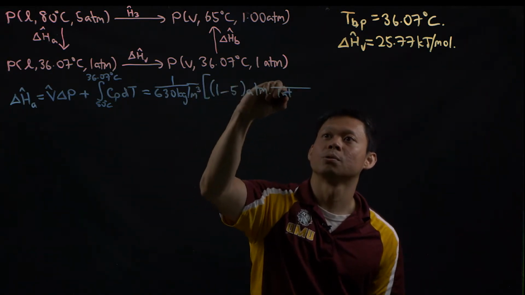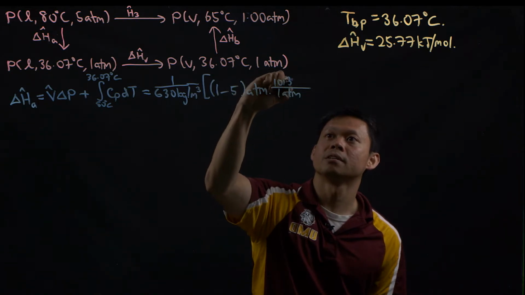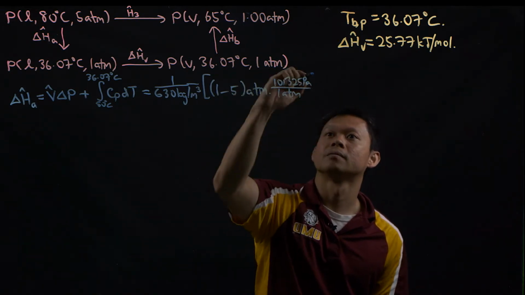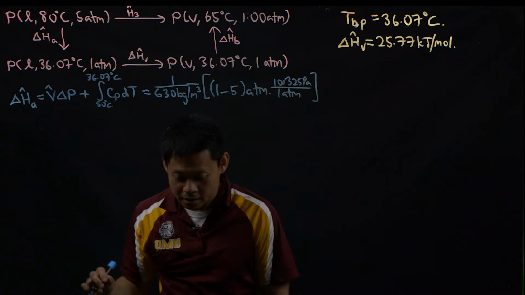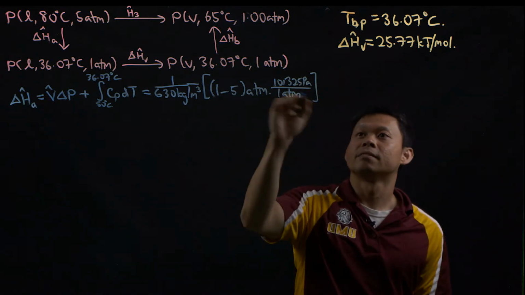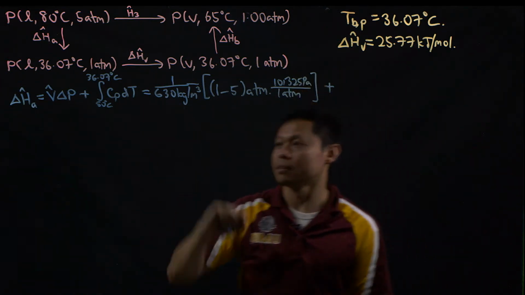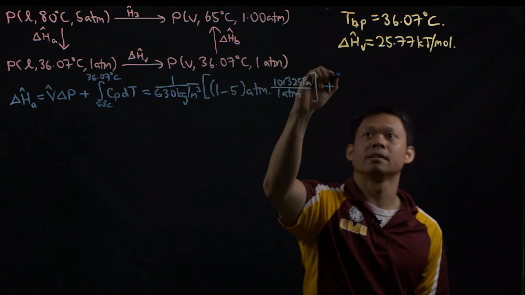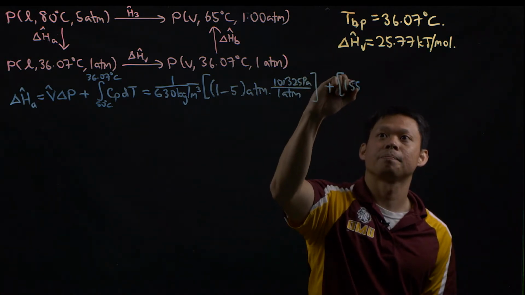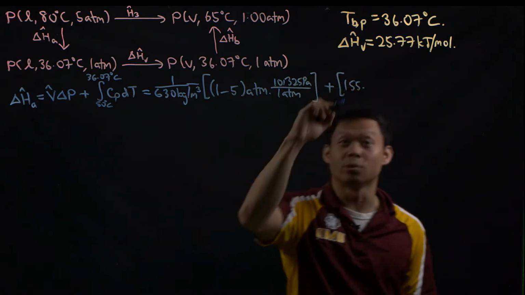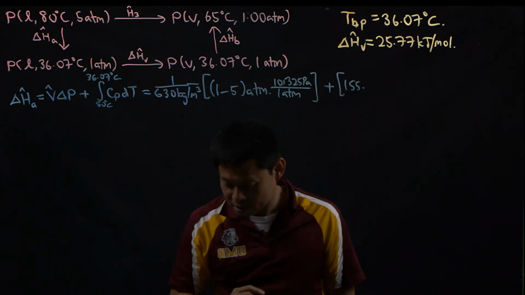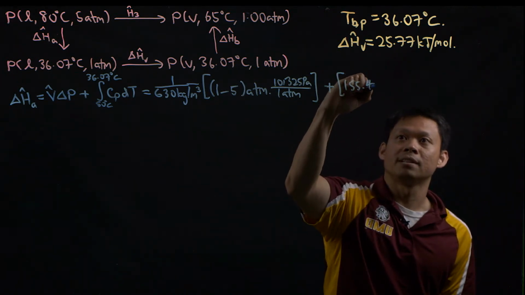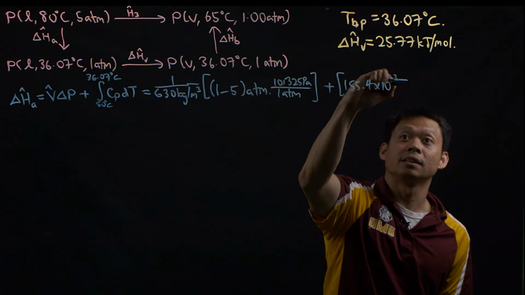Converting it to SI units. And from here, we are going to look at the Cp dT. Again, these are the exact same constants that we had before, because we are talking about the same species and the same state. So these are all the same.